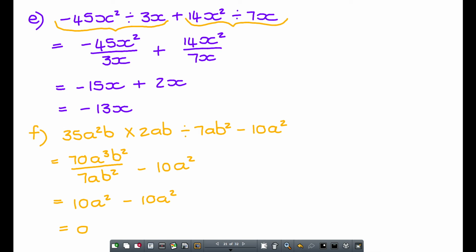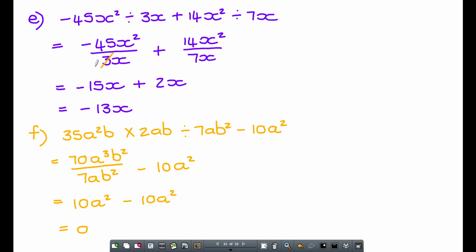So that's why I put the minus 45x squared over the 3x, because it's divided by 3x. And then plus, and then those last two I also put in fraction form. So 14x squared divided by 7x. And now each one of those fractions I then simplified. I'm quickly going to show you, and I'll take it away just now because I know it looks ugly.